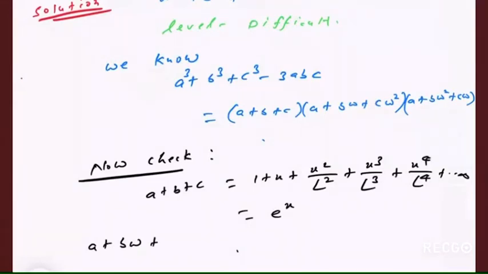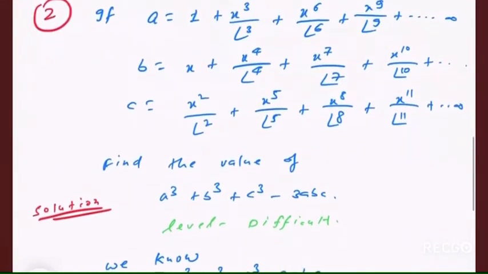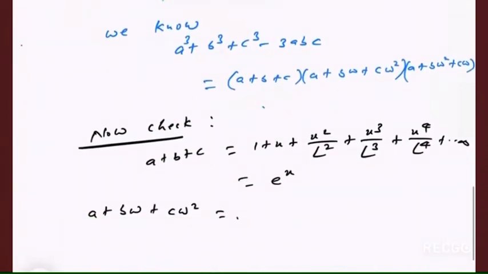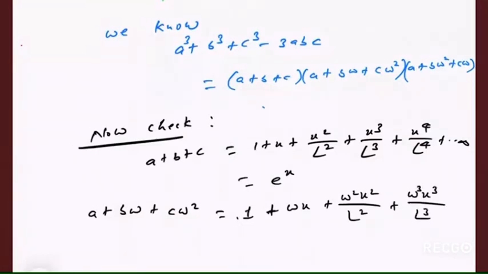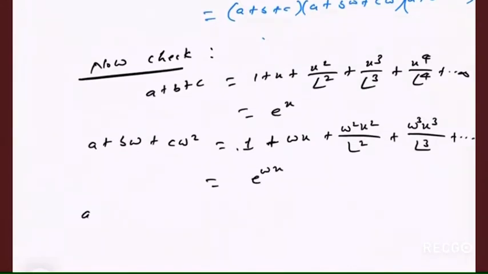Similarly, looking at the second factor, multiplying b by omega and c by omega square and then adding term by term, we get a plus b omega plus c omega square equal to 1 plus omega x plus omega square x square by factorial 2. Similarly, the next term is omega cube x cube divided by factorial 3 and so on. This is nothing but e to the power omega x. Yes, if we replace x by omega x in the expansion of e to the power x, you should get that expression.